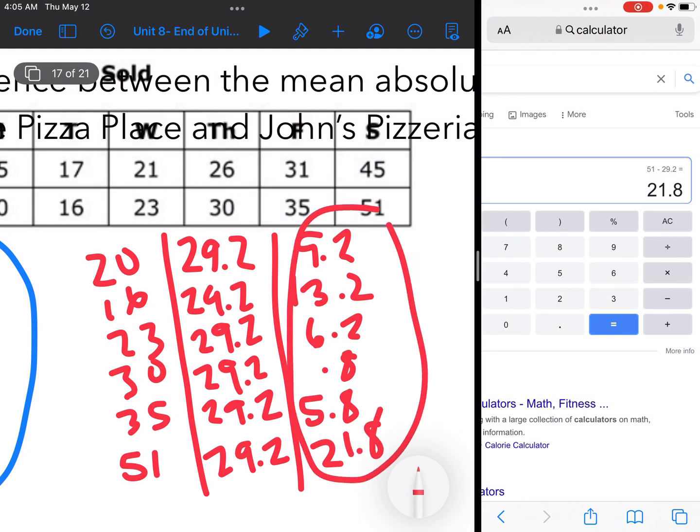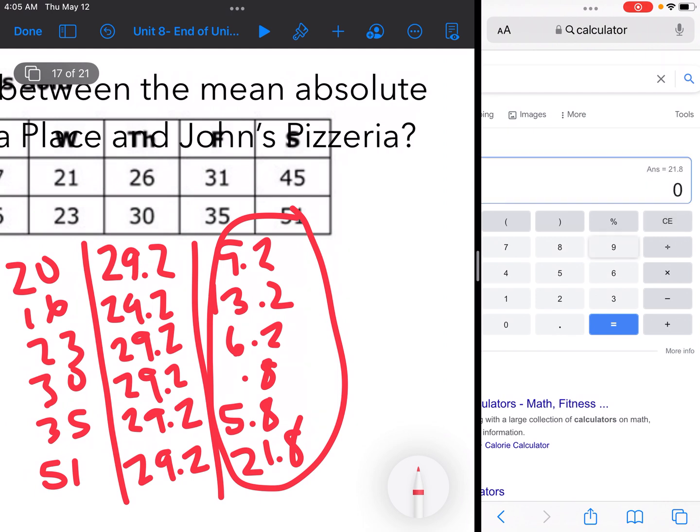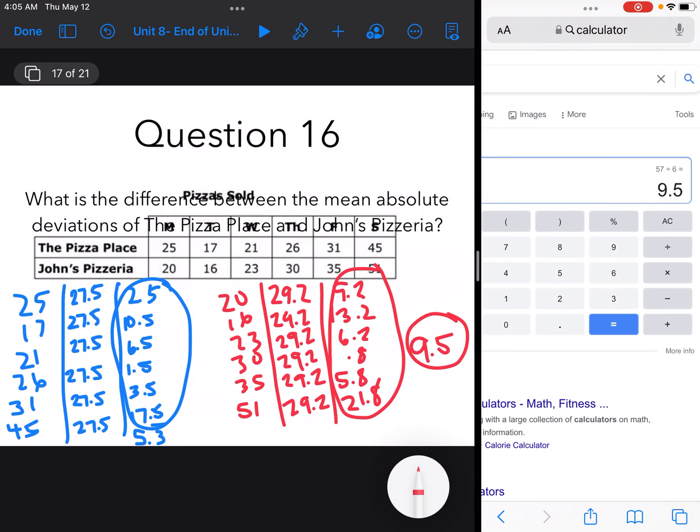So now I'm going to add those numbers up and divide by how many numbers I have. I get 57 divided by 6. I get 9.5. So now they want to know the difference between the two. So I'm going to do 9.5 minus 5.3 repeating. And I get 4.16. So 4.16 or 4.17.